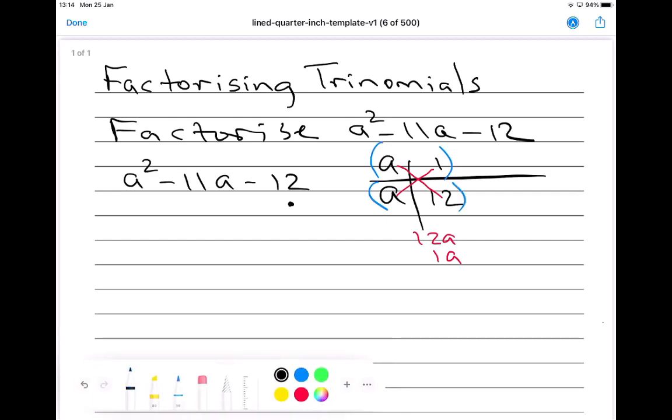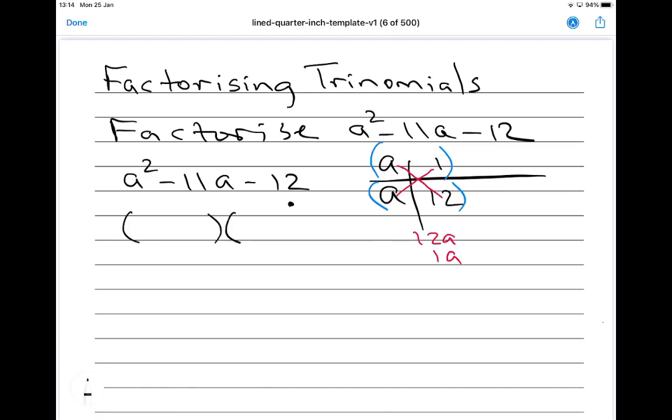So let's write that now. So this means there is a here and 1. I haven't put in the signs yet. I'm just putting those numbers, and a and 12. Then I go back and think. When I multiply this thing out, I should get a negative 12. So it should be a negative 12. So what does that mean?